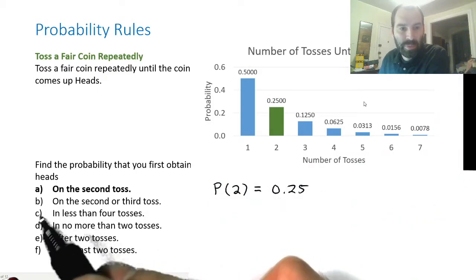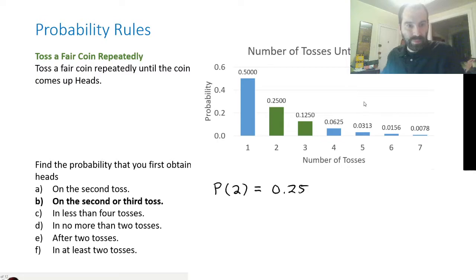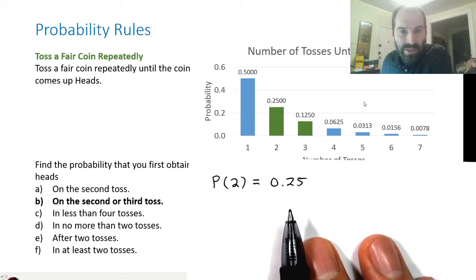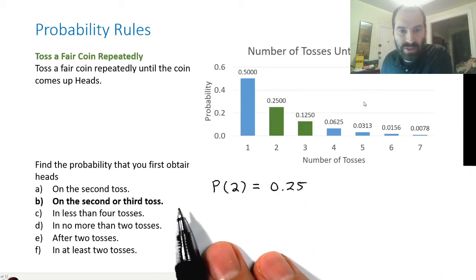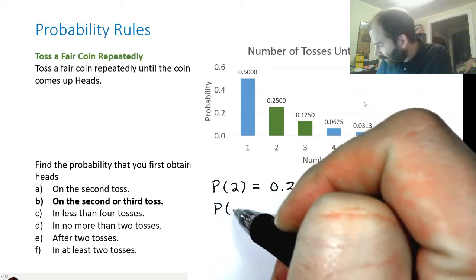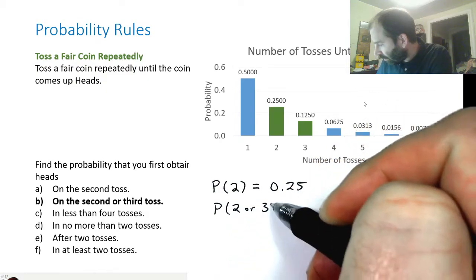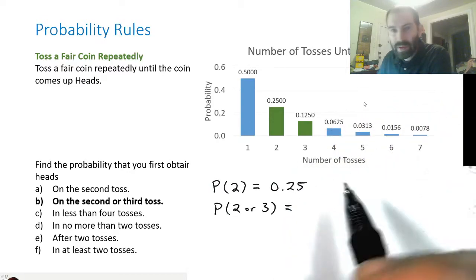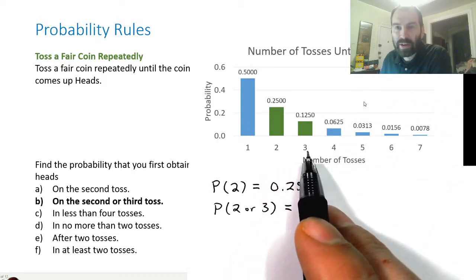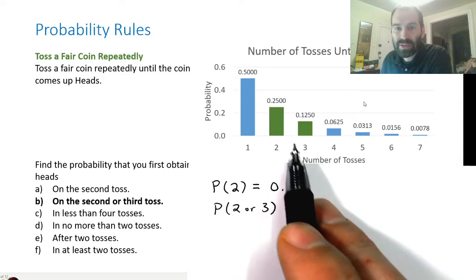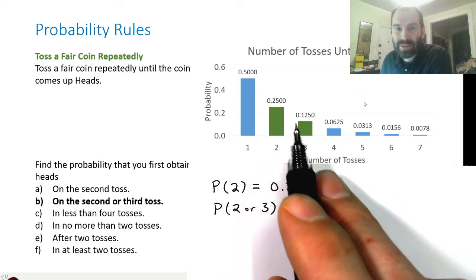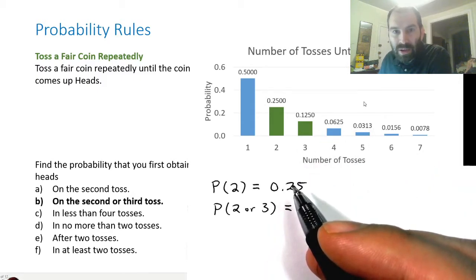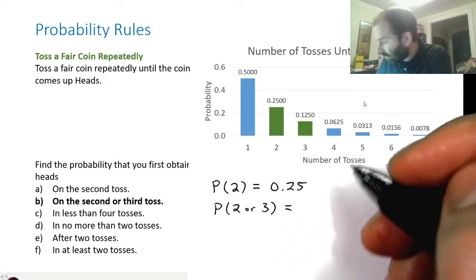Okay, let's go to the next one. The probability that we first attain heads on the second or third toss. So this is the probability of 2 or 3. Well, what's that? Well, it's here or here. How do I handle ors? I add, right? So when I add those, I get 0.375.